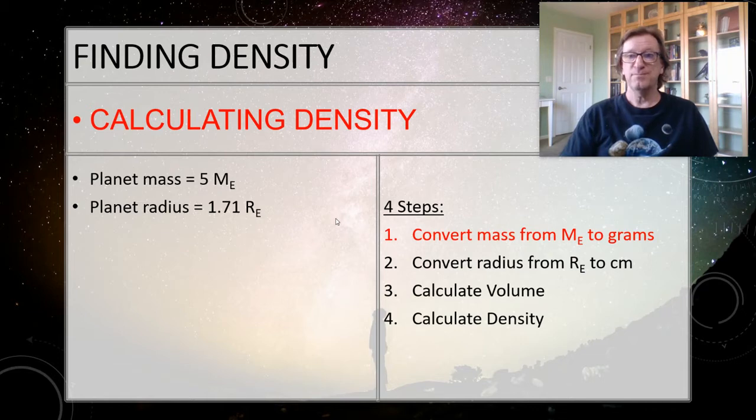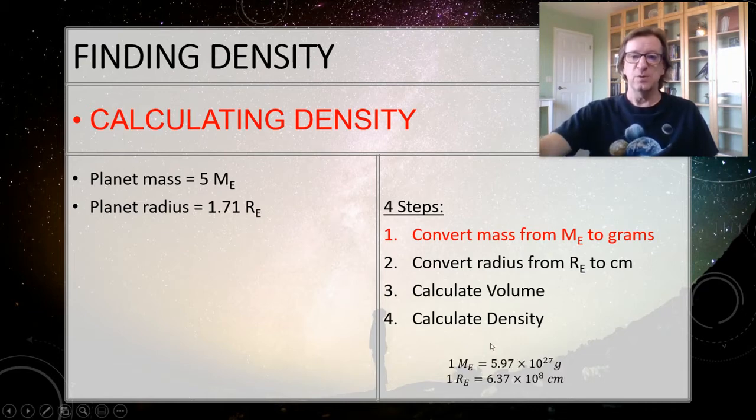Okay, have you got it? All right. So here's my conversion factors. Those are found on the equation sheet. So 1 Earth mass is 5.97 E27 grams. So if I want to know the number of grams, then here's how I set it up.